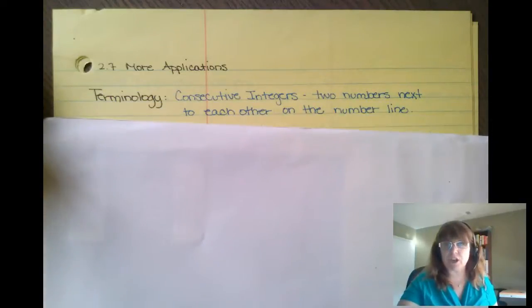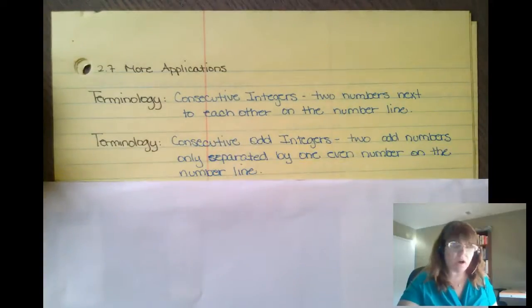Consecutive integers are two numbers that are next to each other on the number line. For example, 2 and 3, or 9 and 10, 20 and 21. Those are right next to each other. They are consecutive integers. Consecutive odd integers are two odd numbers only separated by one even number on the number line. For example, 9, 11, 21, 23, 101, 103.